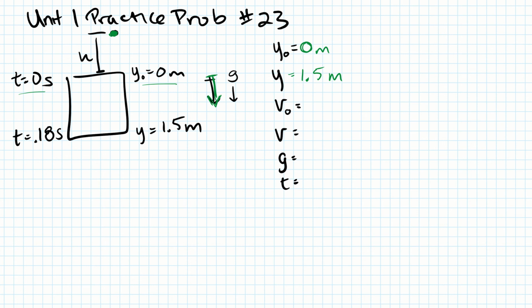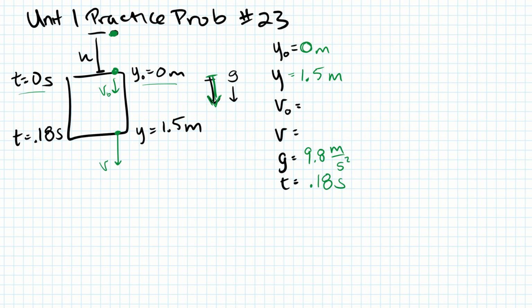Because the object was dropped above the window and it's accelerating, it does have some initial velocity v naught at the top of the window, but we don't know what that is. We also do not know what the velocity at the bottom of the window is. We do know it'll be greater than the velocity at the top, but we don't know either of those. We know gravity is 9.8 meters per second squared. And we also know that the time it takes to pass by the window is 0.18 seconds.